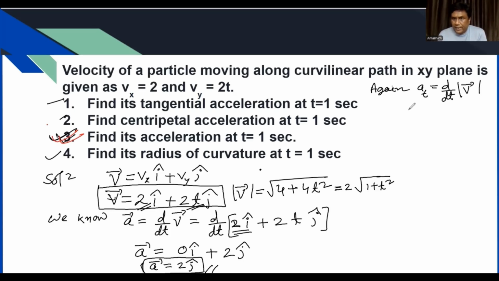So here at will be what? At will be d/dt of 2 into (1 plus t square) to the power half. The 2 can be taken out, no issue. As it is under root, it will be half. Okay, so I have to differentiate this.